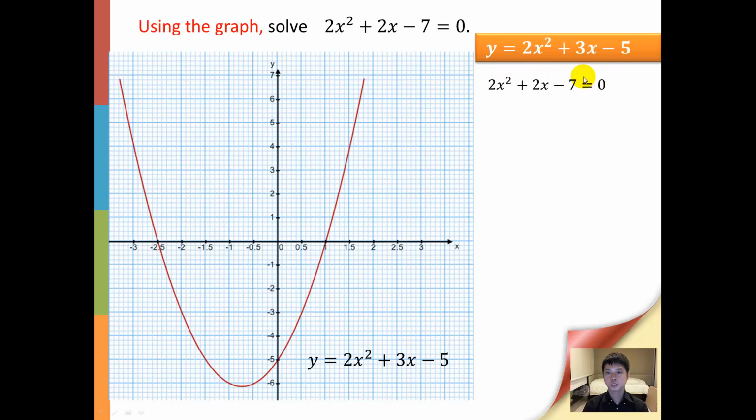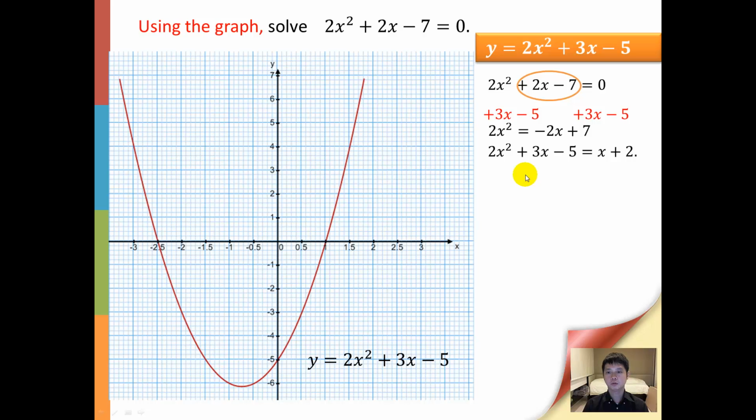To solve this equation, you notice that this part here is actually different from the equation of the curve, and hence we will shift it to the right hand side. To make this look exactly the same as the equation of the curve, we need to plus 3x and minus 5 on both sides. And hence on the left hand side we have this, and on the right hand side we have x plus 2.